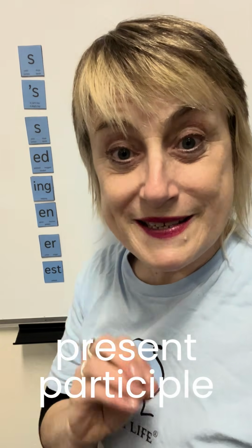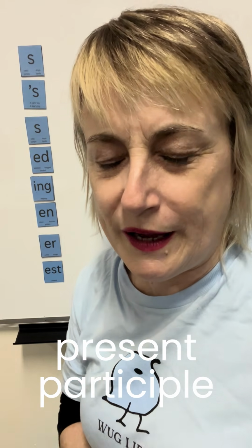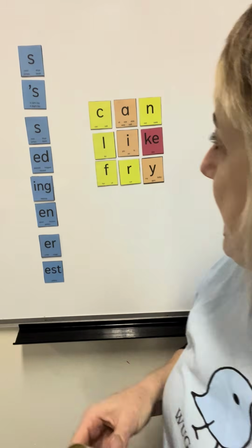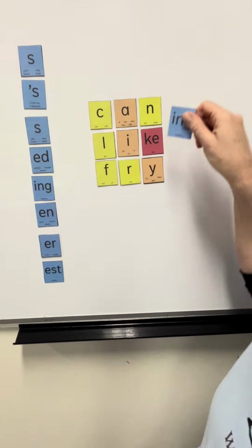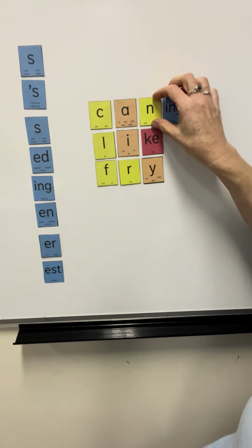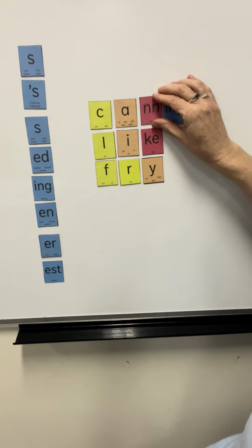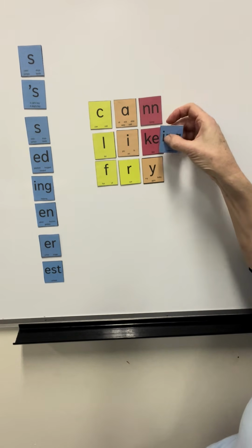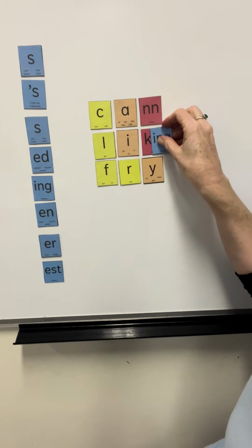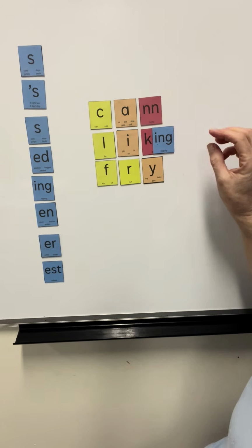This creates present participle words, so can-ing, and like the ed, this starts with a vowel. So when we put it on the end of a word like can, we have to double the n to keep that as an a. With liking, it starts with a vowel, so we knock off the e to make it into liking.